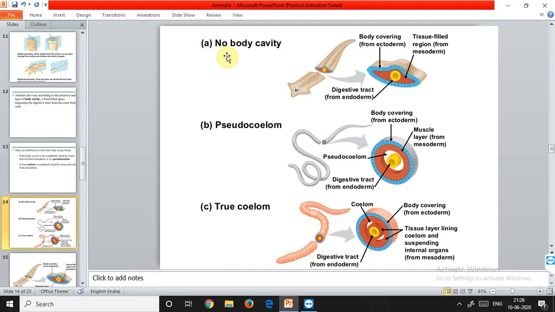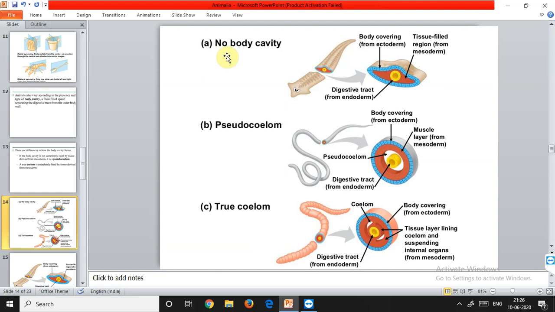Then come the coelomate organisms. In most animals, an extensive internal space or body cavity is present, and how is it developed? The mesoderm is not occupying the complete space between the endoderm and ectoderm, and that's why some space or cavity is present. This separates the body wall from the alimentary tract, and therefore these animals are called coelomates.